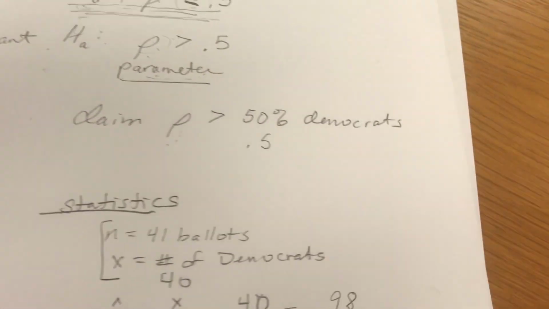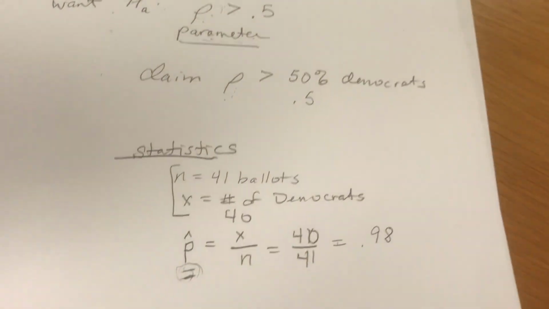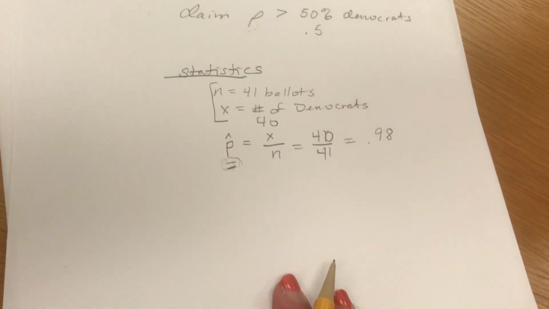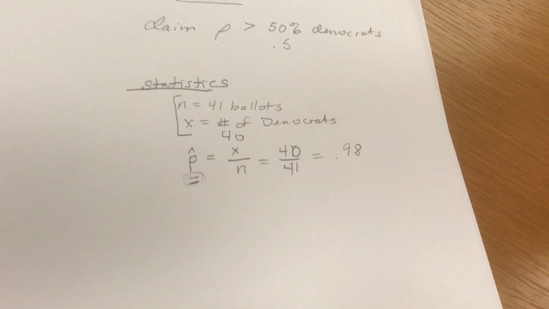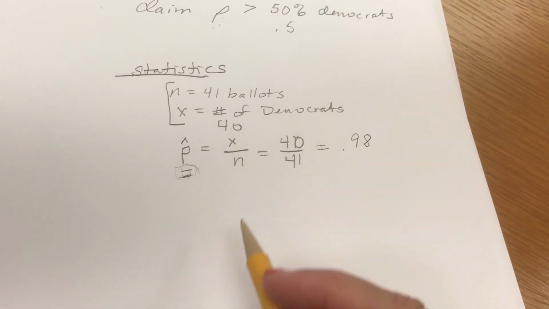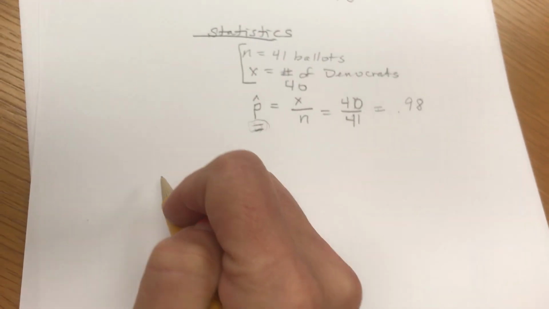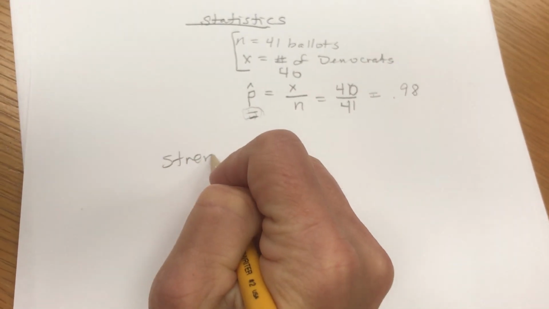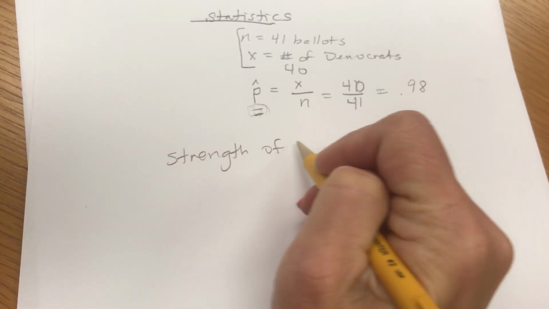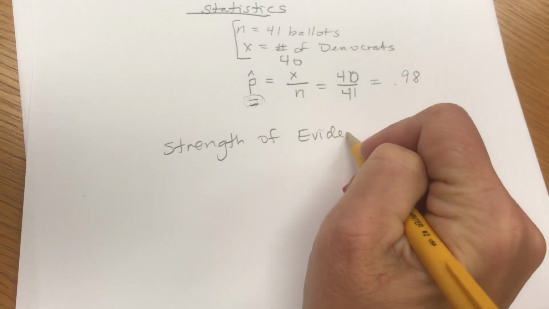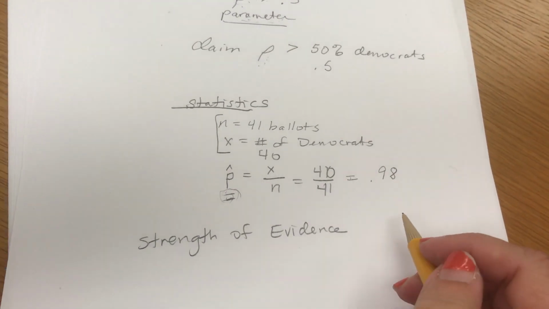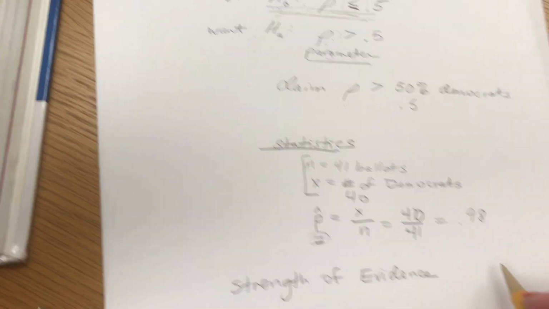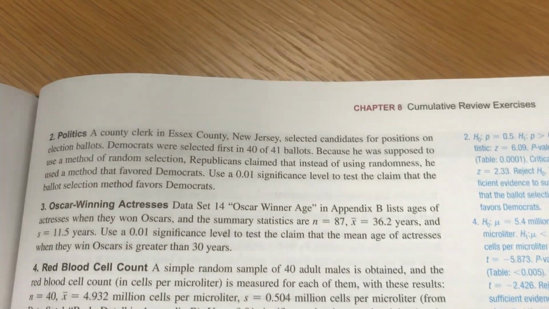So I'm going to sit down. I need the strength of my evidence. I have evidence. How strong is that evidence against the null hypothesis? And the strength of my evidence is, would this happen in support of the null hypothesis more than 1% of the time? I believe they said the significance level was 0.01.